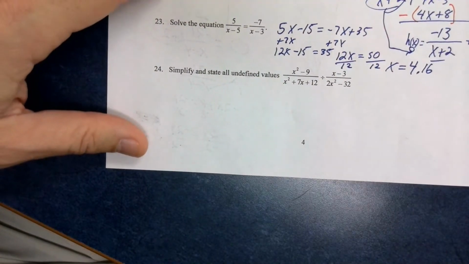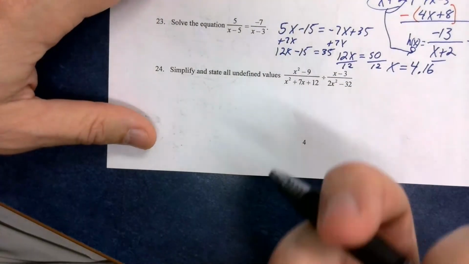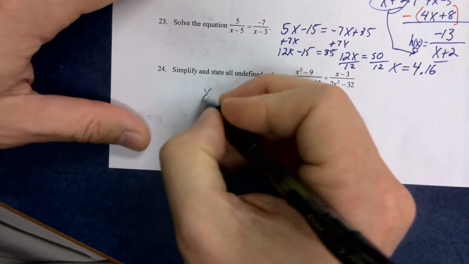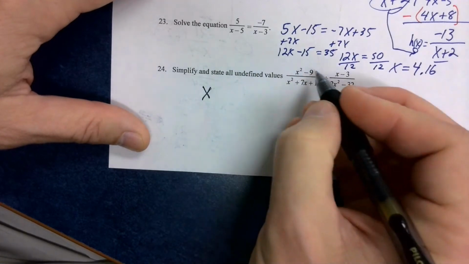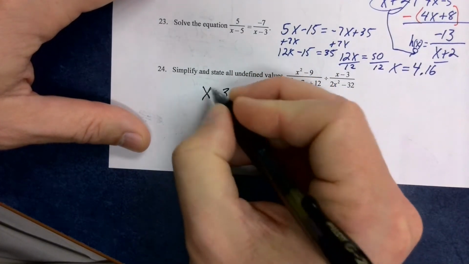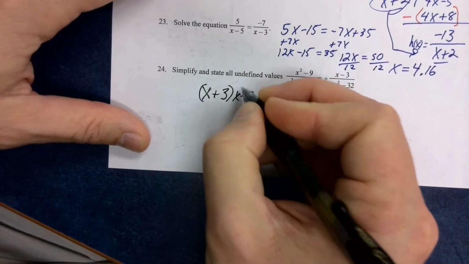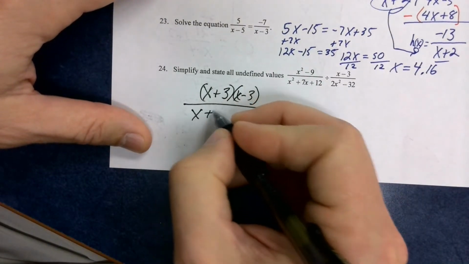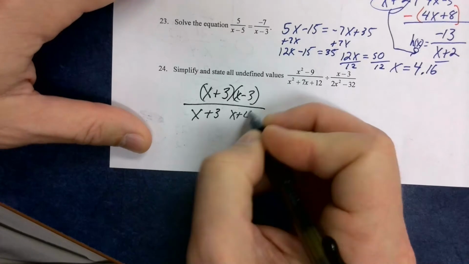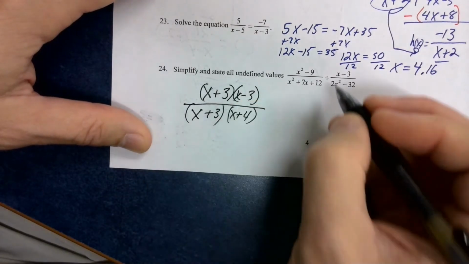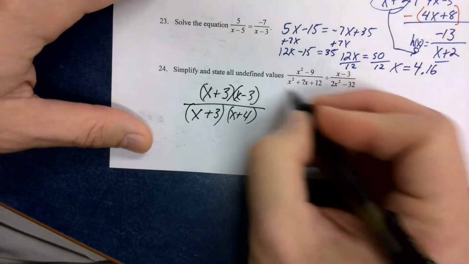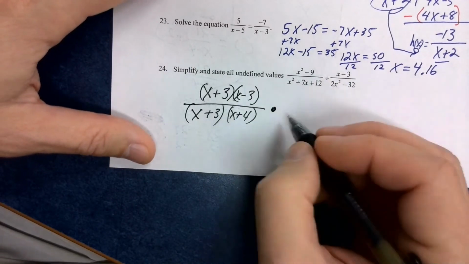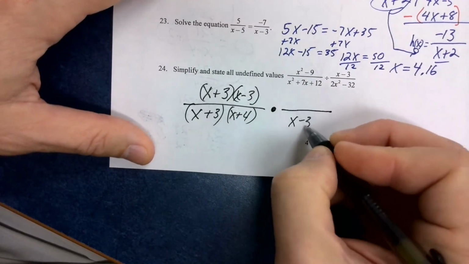So again, we copy, dot, and I'm going to factor as we go and see if that helps. Okay, so x squared minus 9 is x plus 3 and x minus 3 over, looks like x plus 3 and x plus 4. Copy, right? And I factored it. Dot, and now I'm going to flop it. Oof. So there's an x minus 3 downstairs.